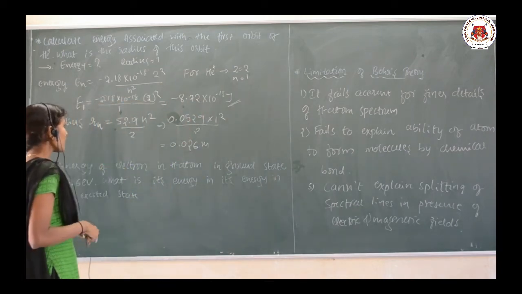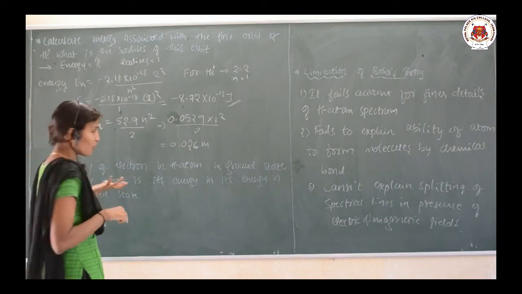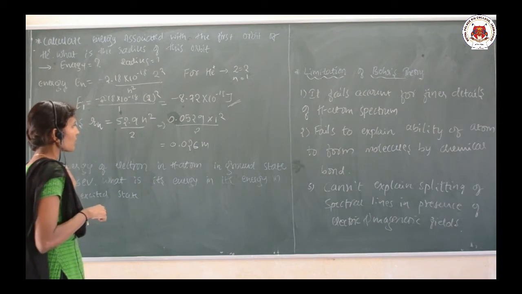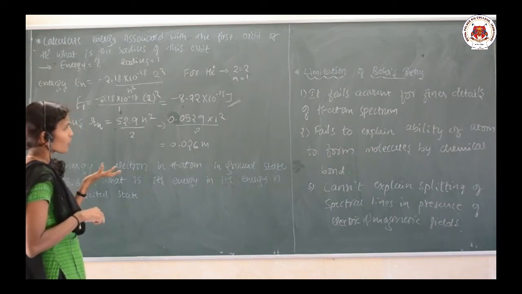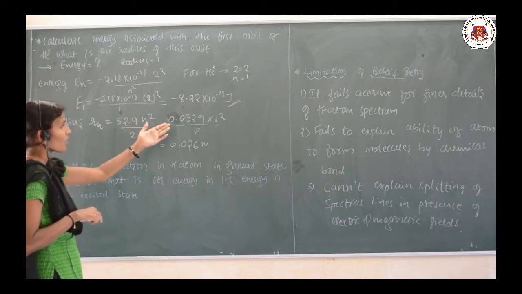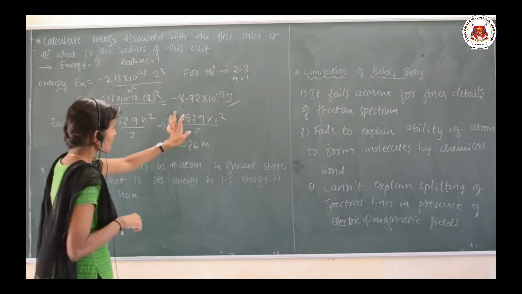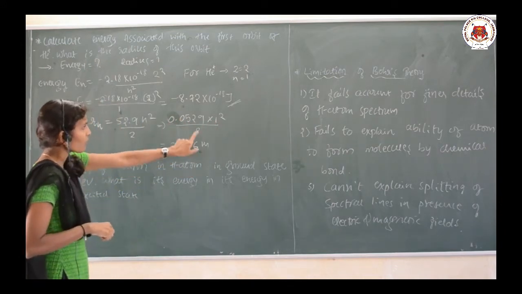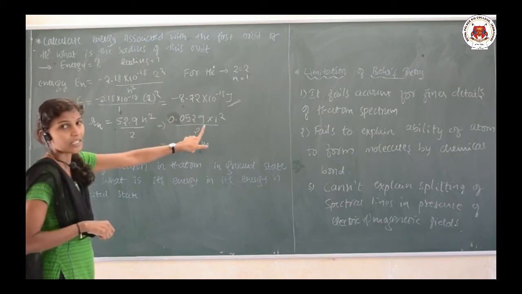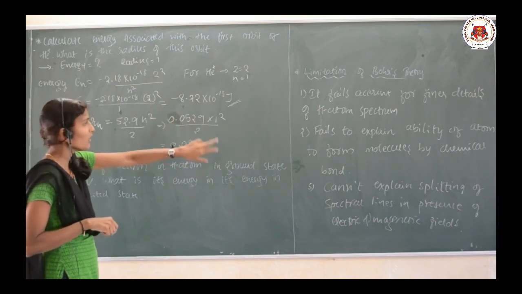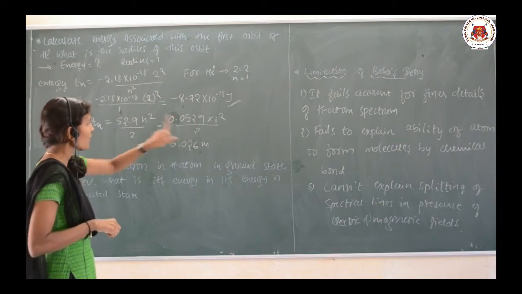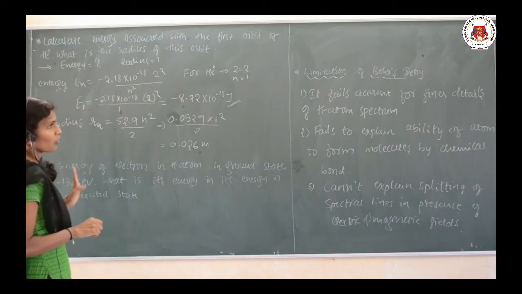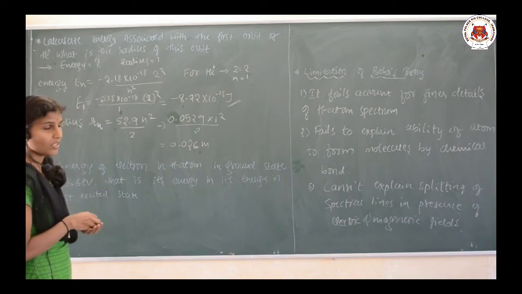Then I need to calculate the radius. We have the formula radius, 52.9 N square divided by Z, and I have converted this in terms of the nanometer, so that you are going to get the answer in terms of the meter, by converting 52.9 into 0.0529 into bracket N value is 1 and Z value is 2. So, this is the first problem. Let us go for the second one.